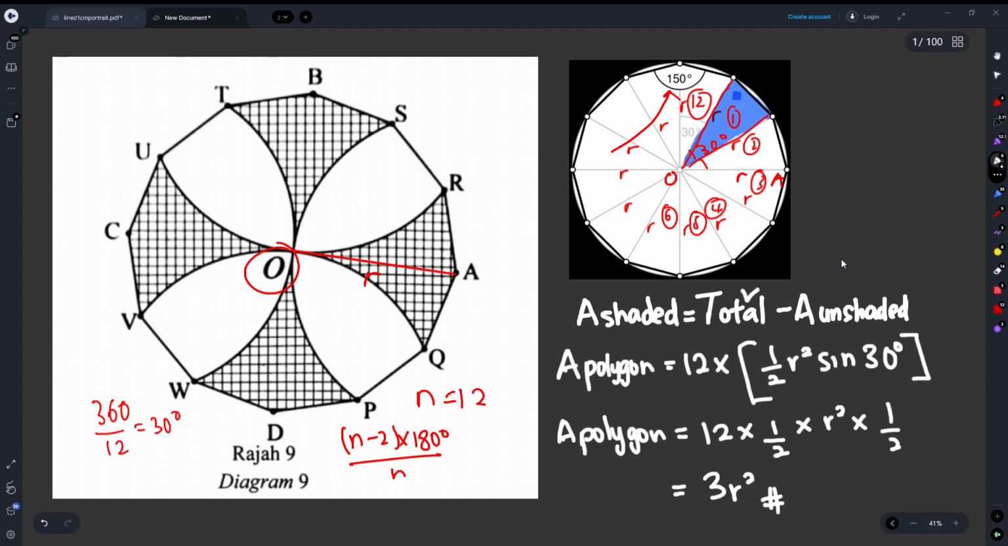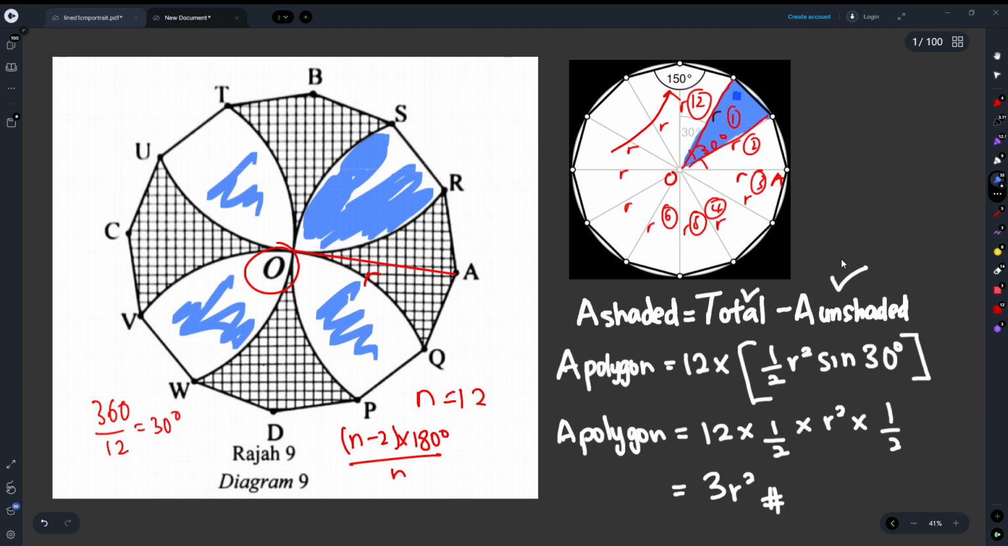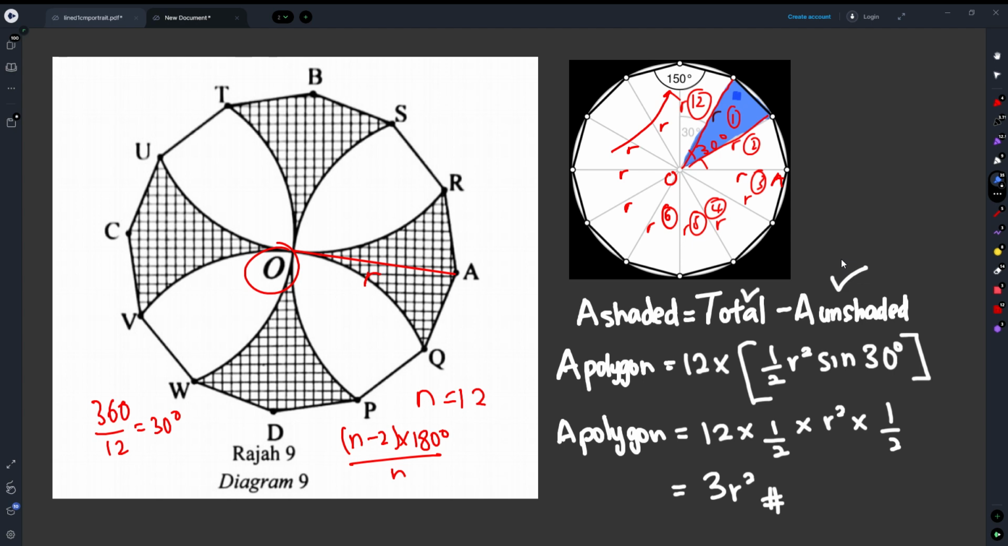We already found the total area, which is the area of the polygon, and now we're going to find the area of the unshaded region, kawasan yang tidak dilakatkan. The unshaded region, if you really notice, is actually this area, which I highlight in blue for you. We have 4 of them, of equal size. So we just find one area and then multiply by 4 to make our life easier.